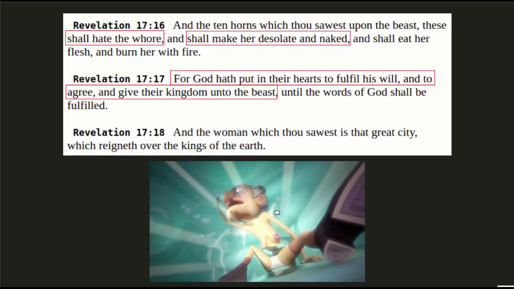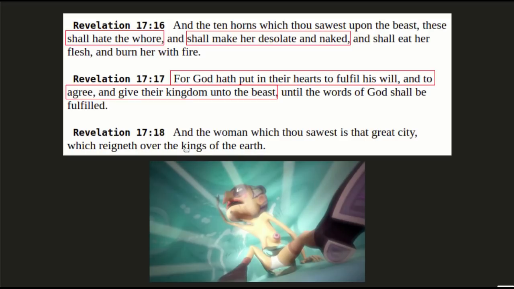Interestingly, the worshippers of Kali used to eat the flesh of people because they were violent people, criminal type, that found her very destructive nature appealing. And then it continues, for God hath put it in their hearts to fulfill his will, and to agree and give their kingdom unto the beast until the words of God shall be fulfilled. In other words, God is going to make the beast turn on the whore and destroy her, making her desolate and naked, and then eat her flesh and burn her with fire. Turns out they regret that later. They're like, what have we done? And they weep over her and that.